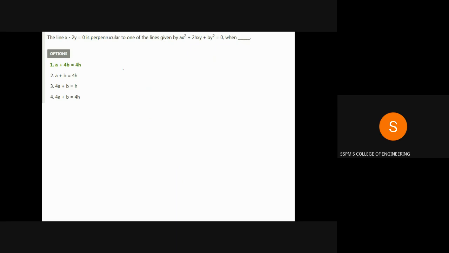So what was the slope? The first slope was m1 equal to half. The required line is perpendicular, so the other slope will be m2 equal to minus 1 upon m1, which is minus 1 divided by half, that is minus 2. Minus 2 will be the slope of the required line, which is perpendicular.